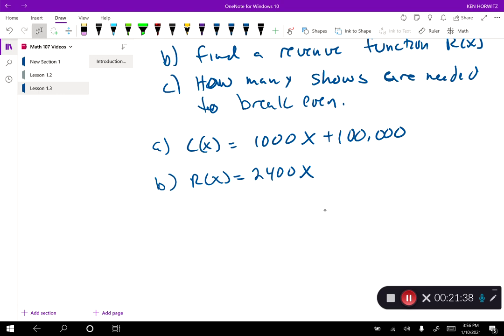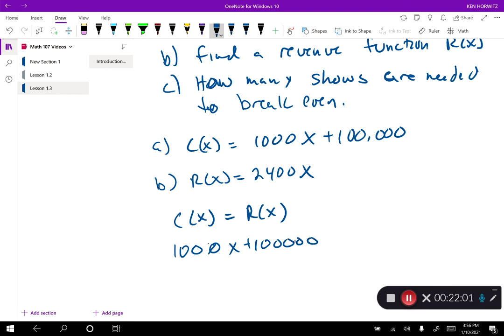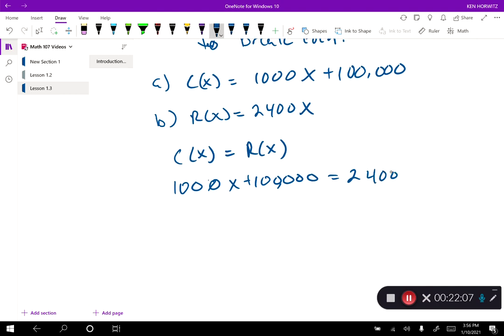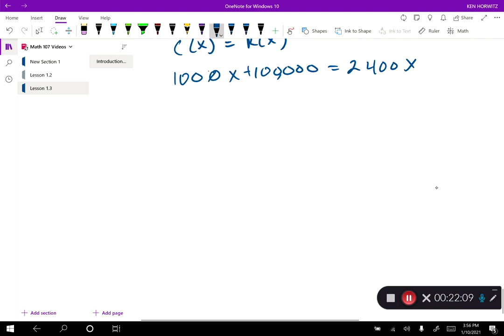Now C wants to know how many shows are needed to break even. So the question is, when does the cost equal the revenue? When do they balance out? So if I put 1,000x plus 100,000 equals 2,400x, we can work this down.